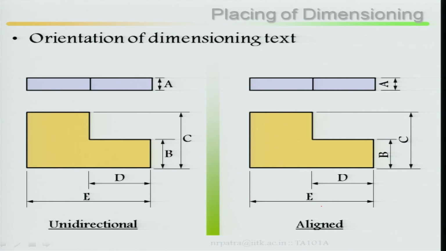Unidirectional and the second one is aligned. What do you mean by unidirectional? If you look here, in unidirectional I am putting the arrows, writing E, D, B, C, all in the same direction. But here E, D is aligned in its own direction, and B, C is aligned in its direction. So you can do it either unidirectional or aligned.